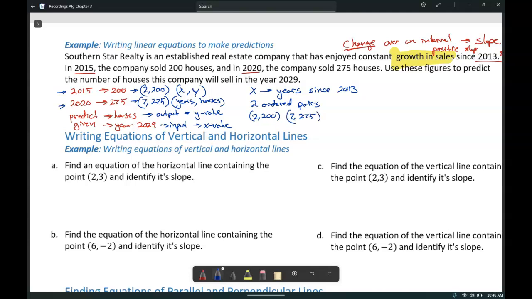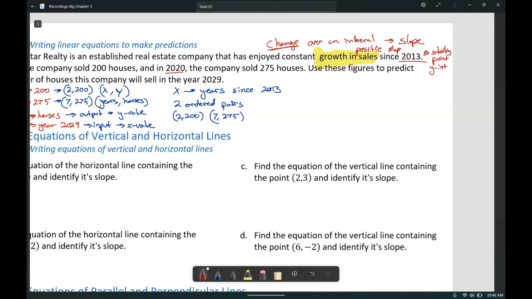That's all we need in order to write a model. We can use our 2 points to find the slope, y2 minus y1 over x2 minus x1, which is 75 over 5, which gives us a slope of 15. So we have our slope.